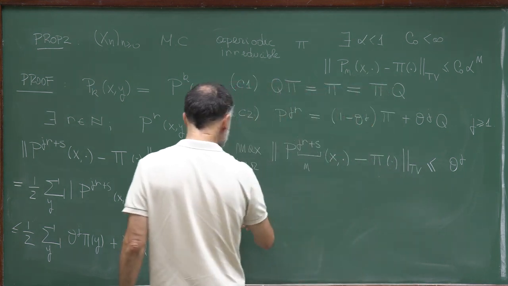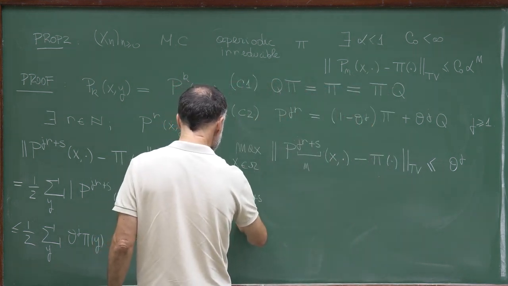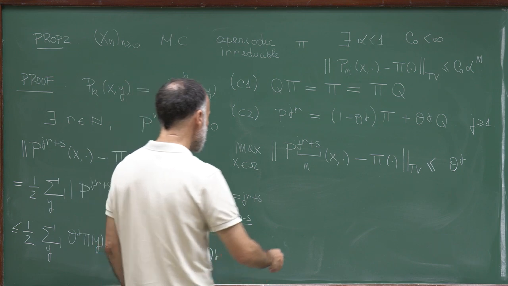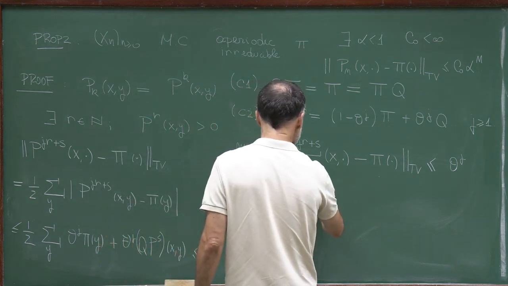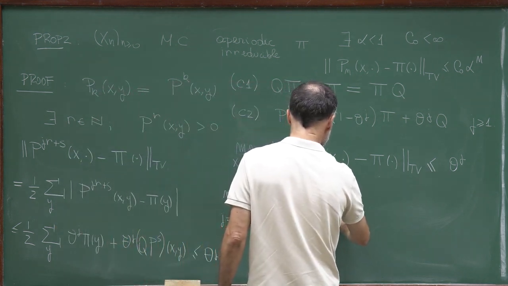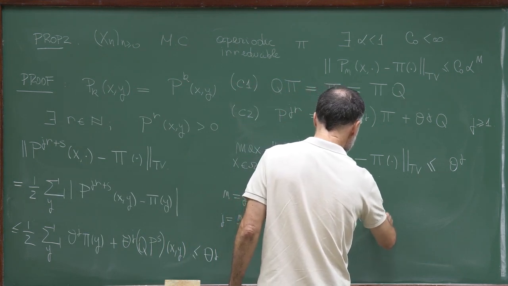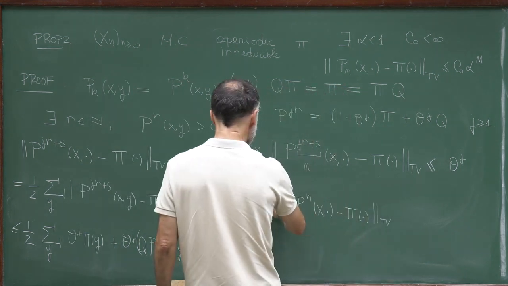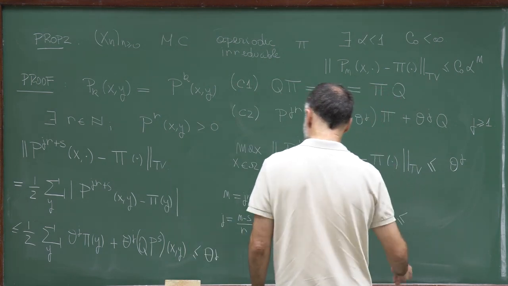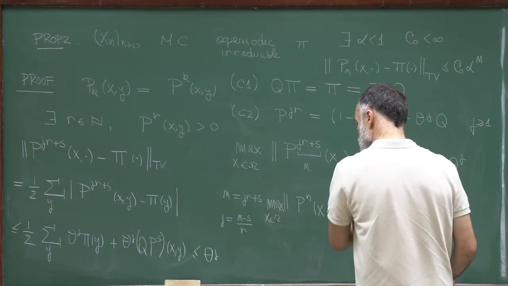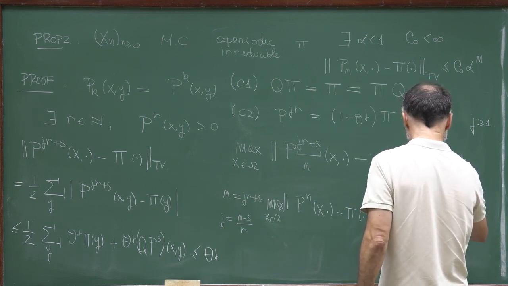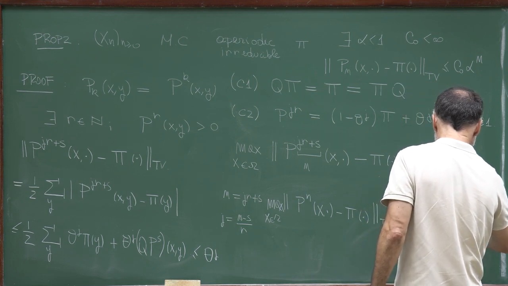So if I call this quantity n, so n is jr plus s, what I get is that j is equal to n minus s divided by r, and so the transition P^n(x,.) minus pi in the total variation distance, with maximum over all x in omega, is bounded by theta to the power n over r, times 1 over theta^s.